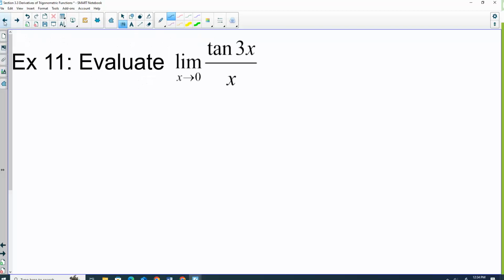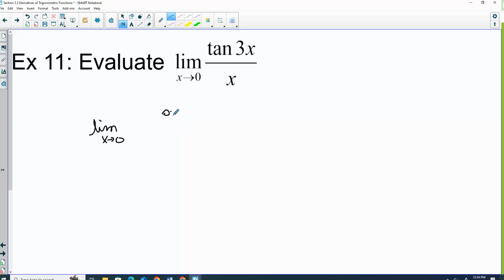Okay, let's go with this one. Did we do tangent? We did not have a result for tangent. Okay, tangent is sine over cosine. What is tangent of 0? Tangent is 0. So it's 0 over 0, so can I just plug in? No.